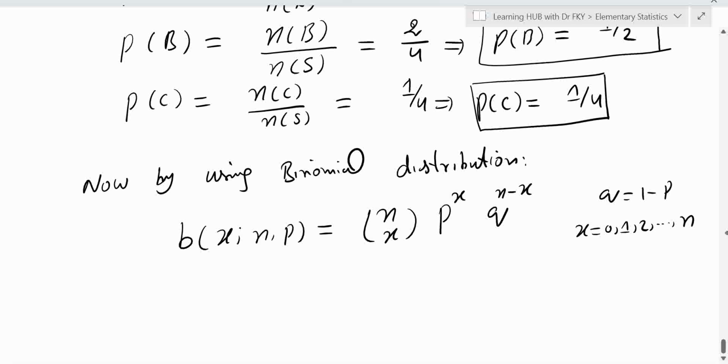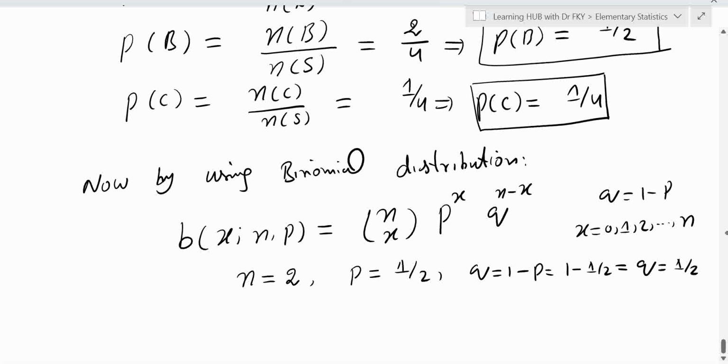So what is given in the problem? In the problem, n is given. We repeat the experiment 2 times, remember. So n is equal to 2. p is the probability of success, and we are interested in the number of heads. The probability of head is 1 divided by 2. This means that q is equal to 1 minus p, 1 minus 1 divided by 2, which is also equal to 1 divided by 2. So these things are given.